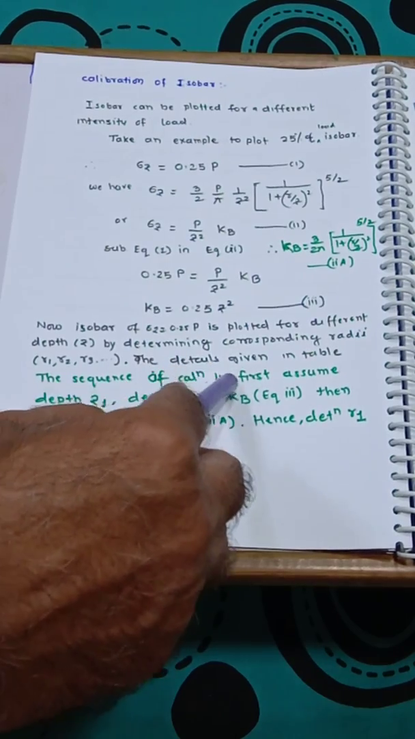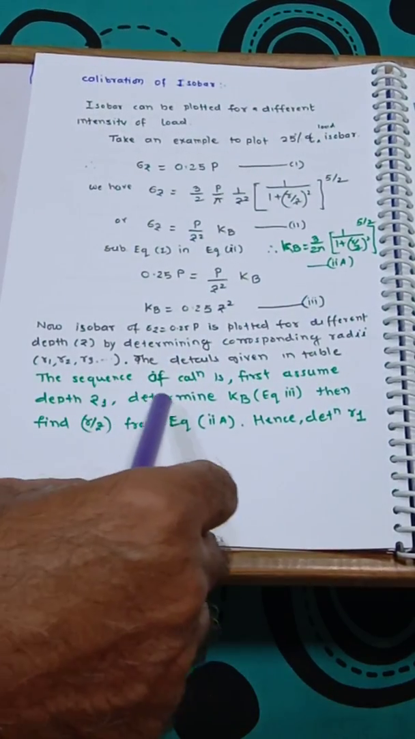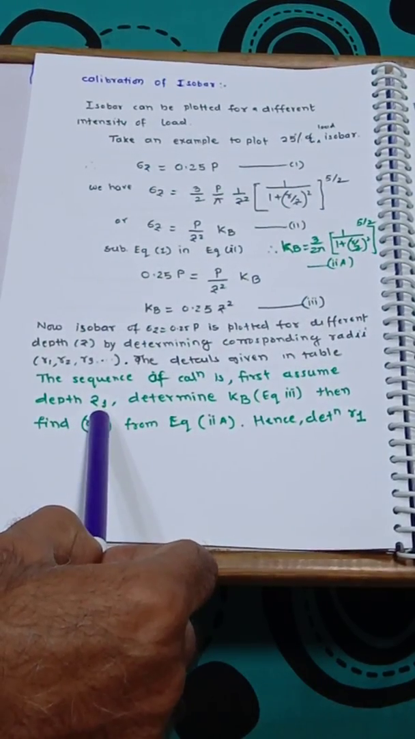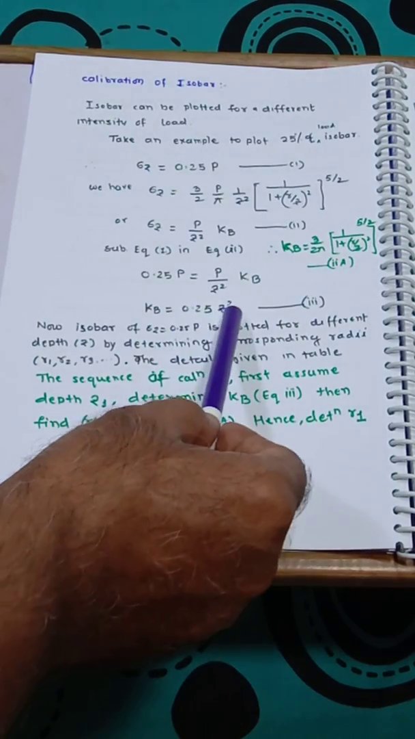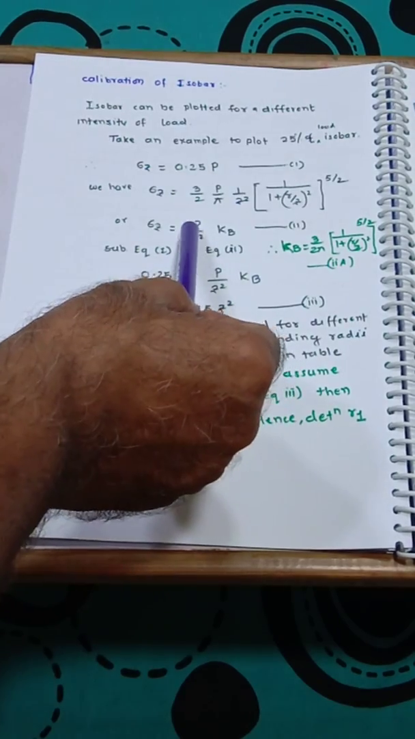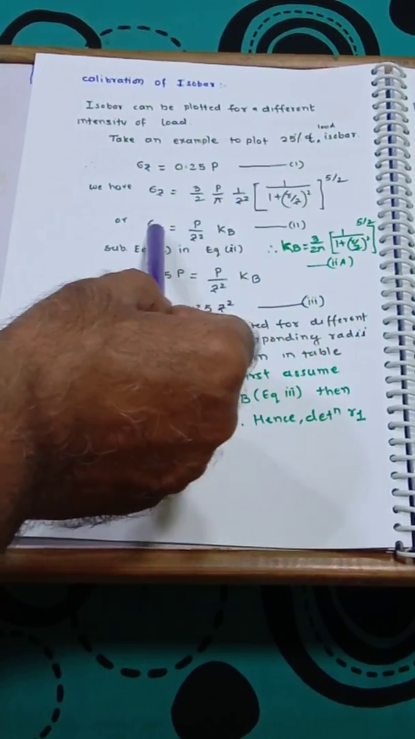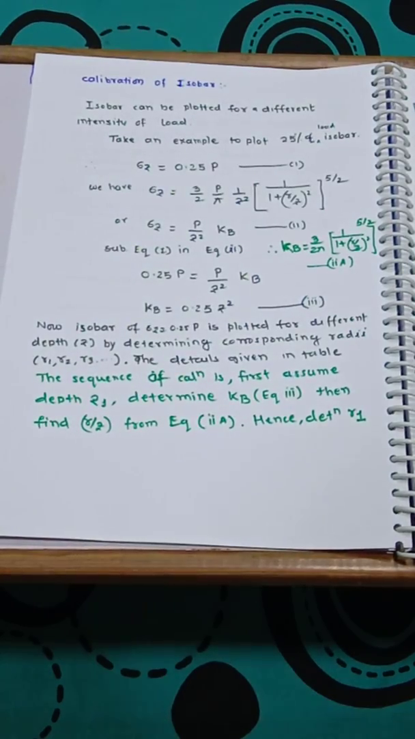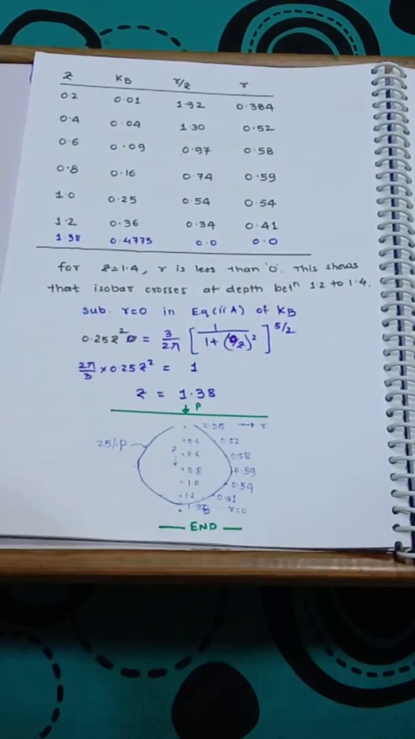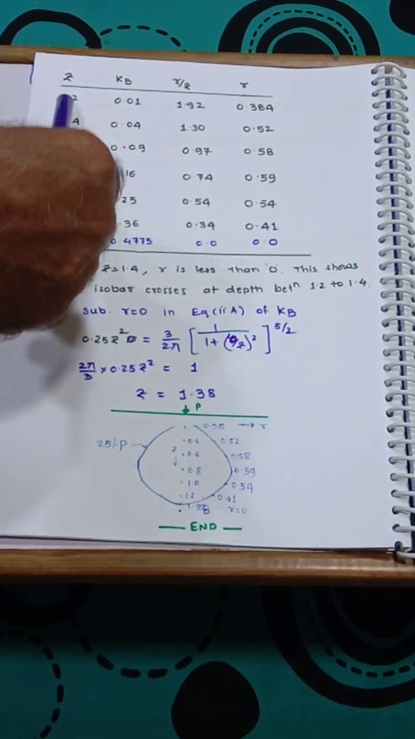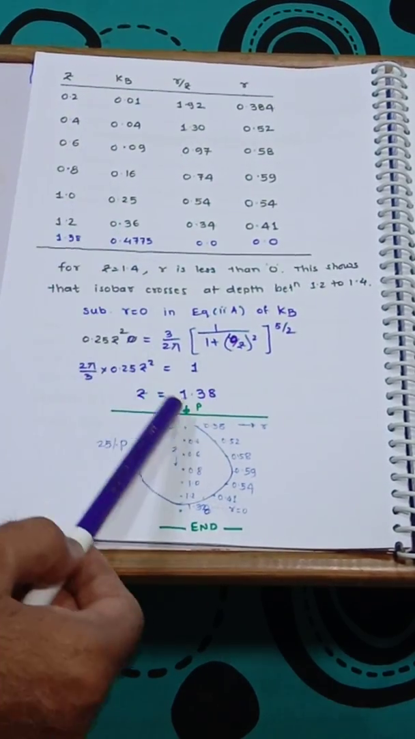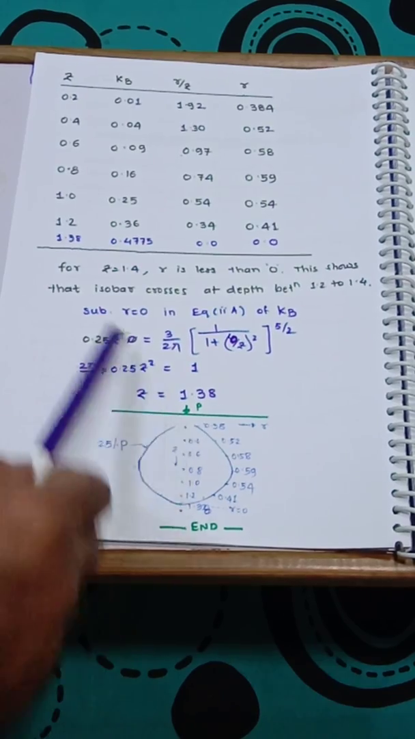So the details are given in a table. The sequence of this calculation is such that first you assume the depth Z, any Z1, substitute Z1 here, determine the KB, and then substitute that KB in this equation to get the sigma Z. So next you will see all these detailed calculations. Suppose the depth is exactly below the center. You can see it is exactly below the center. Suppose it is 0.2.